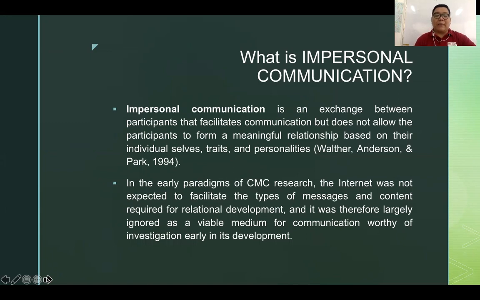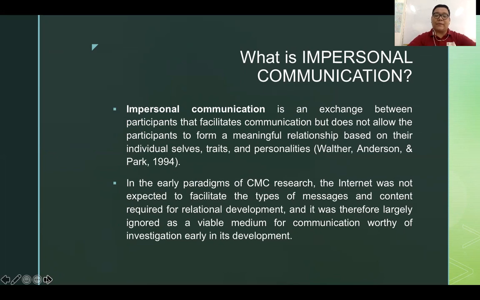This is a type of communication in which exchange between participants happens and it also facilitates communication, but actually does not allow the participants to form a meaningful relationship based on their individual selves, traits, and personalities. In short, impersonal communication suggests that communication happens, but there is no good relationship happening by showing the true nature of the participants' selves as well as their different traits, cultural background, profile, and even personalities.